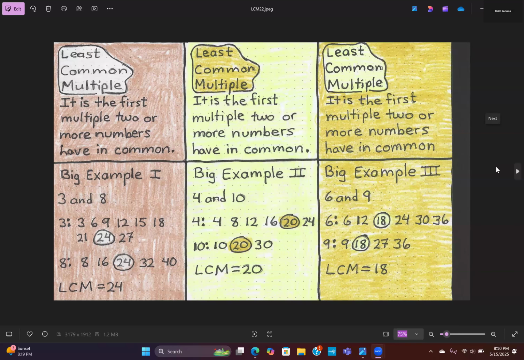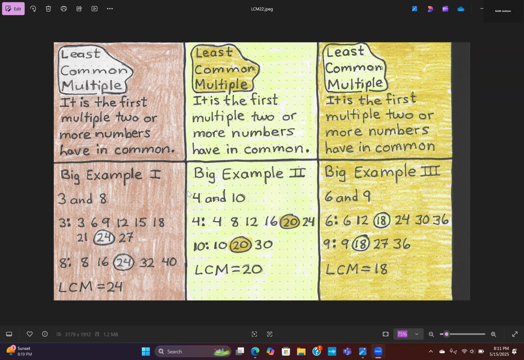In this video, we are going to learn about the least common multiple of two or more numbers. And what is the least common multiple? It is the first multiple two or more numbers have in common. And so we have three big examples to show you how that is done.